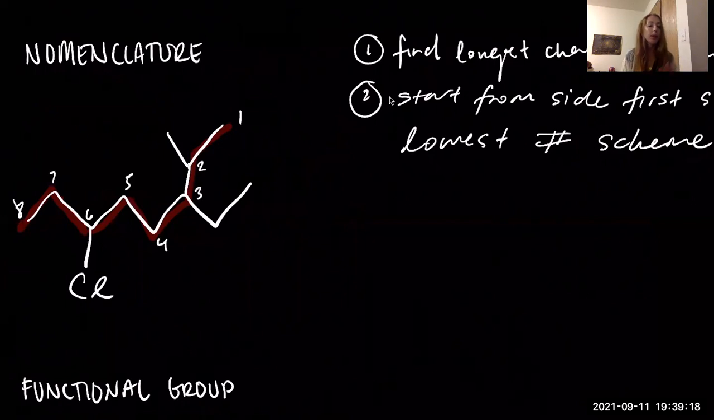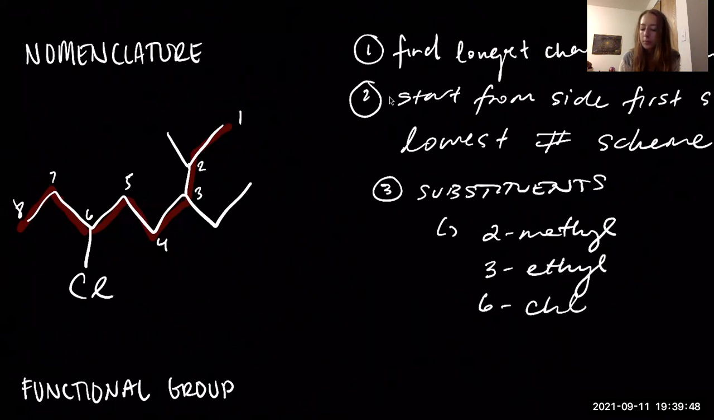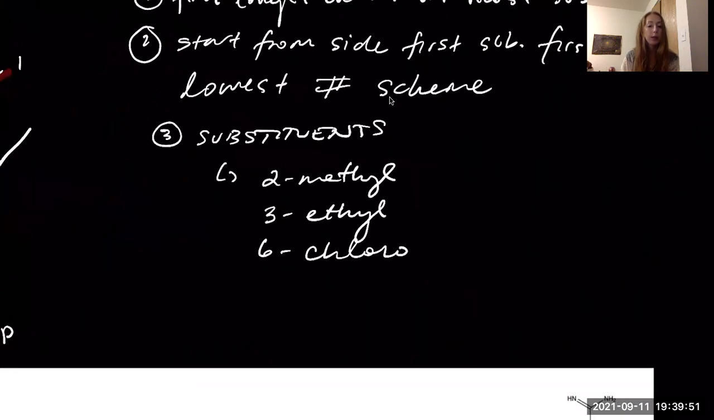All right, so our base name is octane. We have a substituent here, here, and here. Okay, so I'm just going to write out what those are. So that's kind of the third step, is figuring out what your substituents are. So we have 2 methyl, 3 ethyl, and 6 chloro. You want to make sure you put this in alphabetical order.